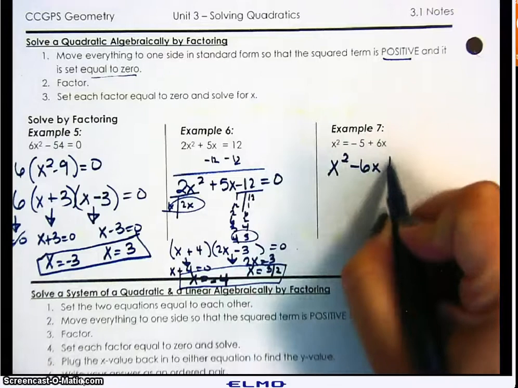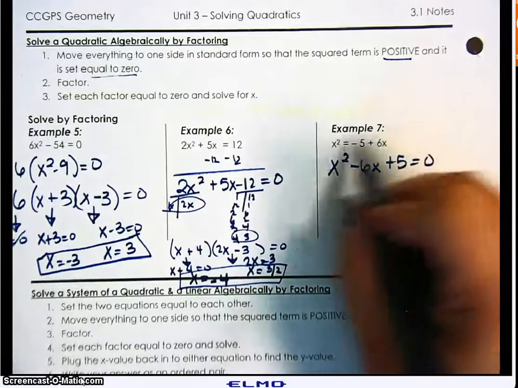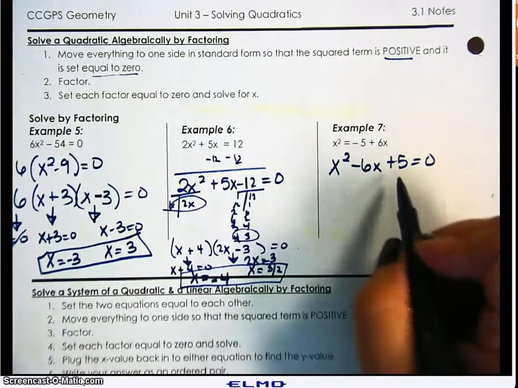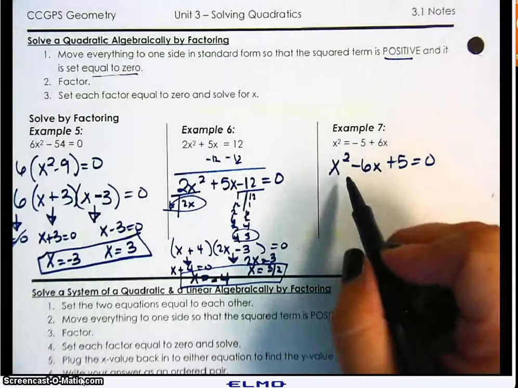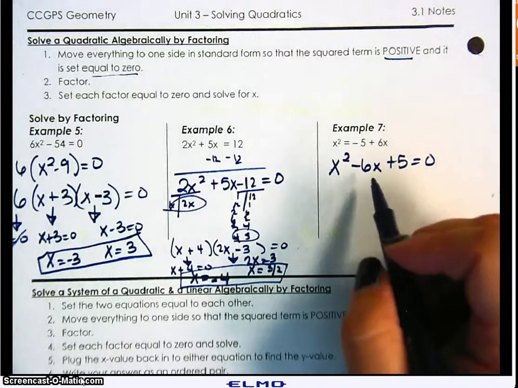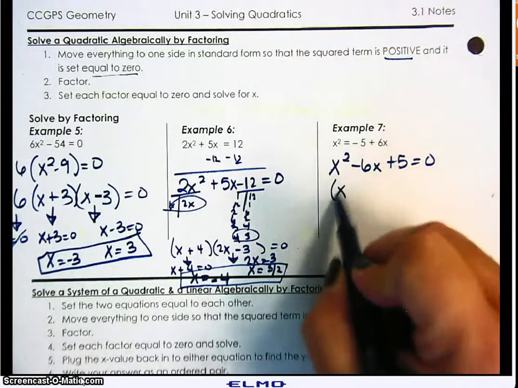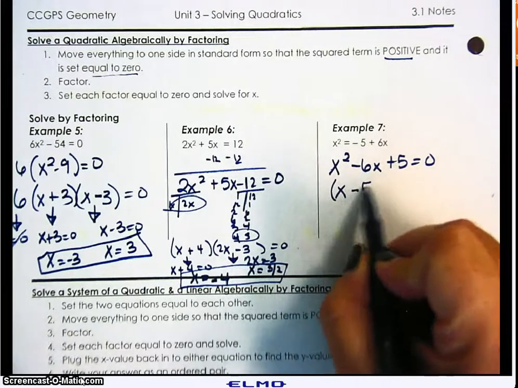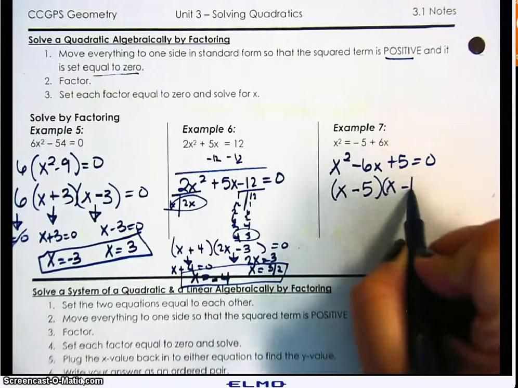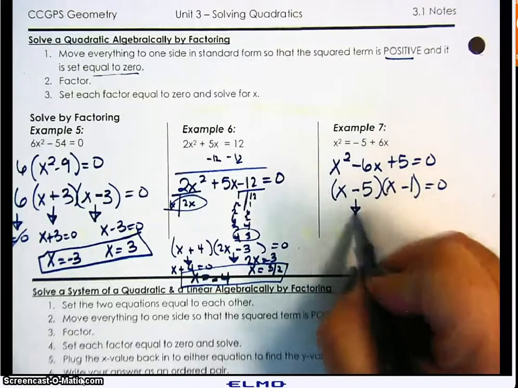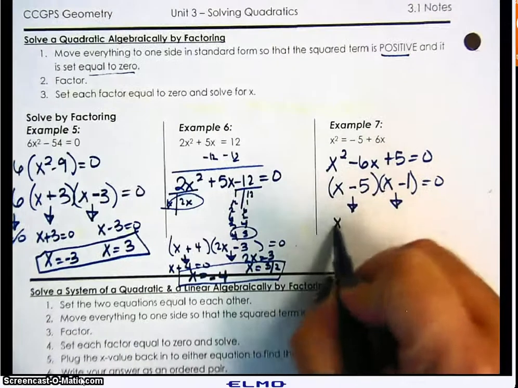Minus 6x plus 5. To move them over, you have to do the opposite. So what two numbers multiply to give me positive 5 but combine to negative 6? So that's going to be x minus 5 and x minus 1. I put all these factors equal to 0 and I solve them.